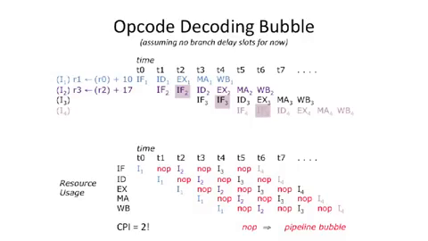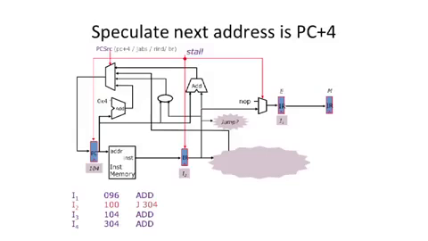So let's start to talk about some techniques to mitigate the effect of control hazards. We're going to have a whole lecture later in the course about branch prediction, which is one of the main techniques to mitigate control hazards. But let's move forward and take a look at one of these techniques, and this technique is speculation. So what's the solution to this? The most basic solution is we speculate that the current instruction is not going to be a branch. The next address is going to be the PC plus 4.